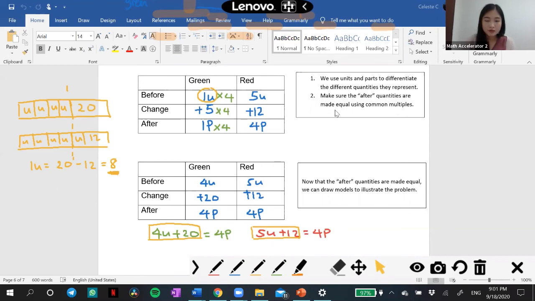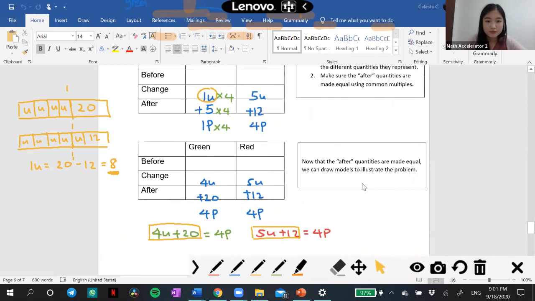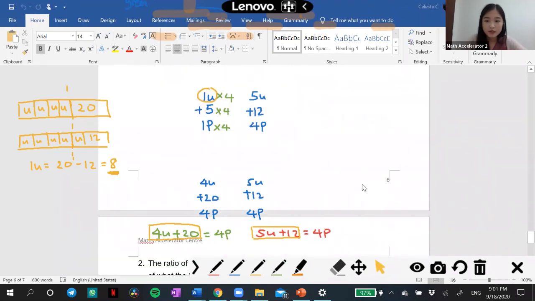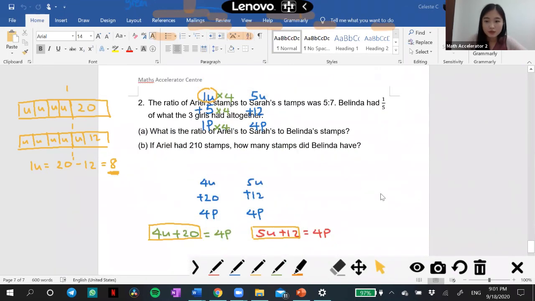Okay, I understand that this question might be a bit challenging for those of you who only just tried this question today. So you can go back and try to redo it by yourself. Okay, let's go to the last question here.